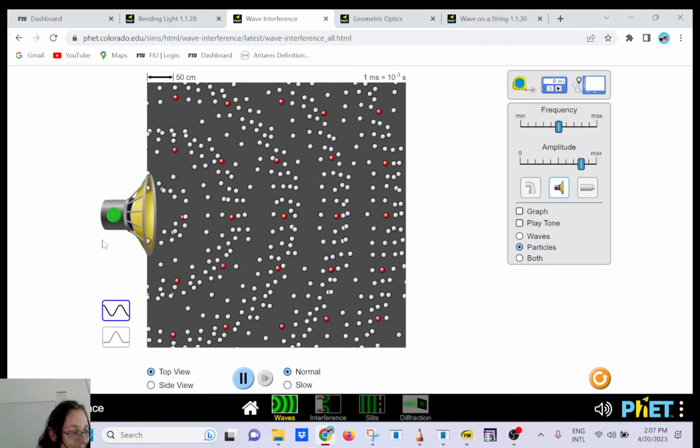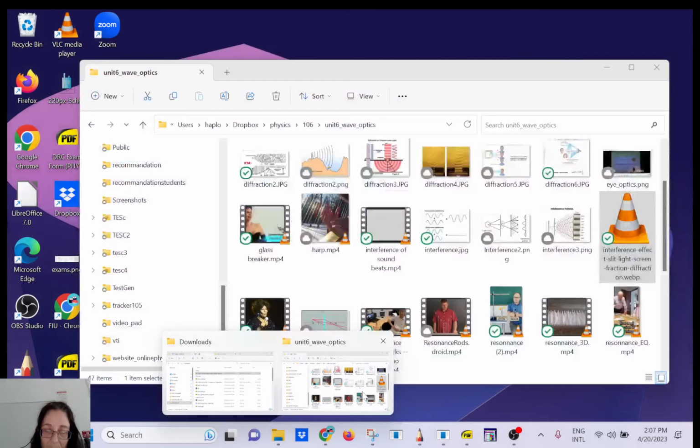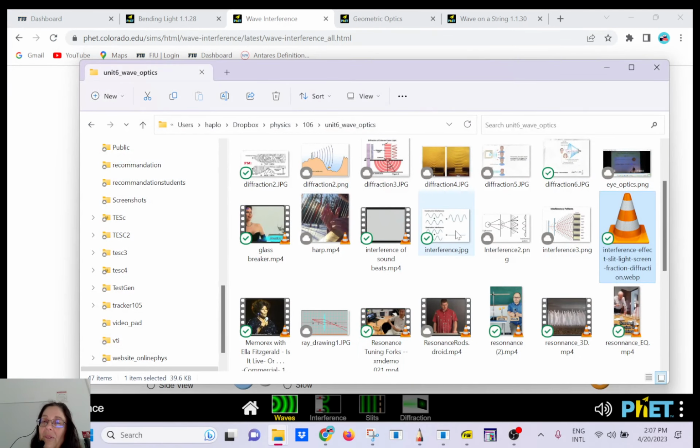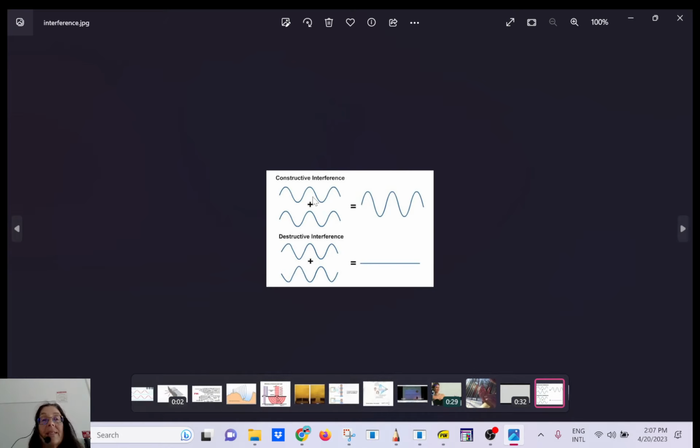So we talk about interference because a wave, again, is not like a building. It can be at the same place at the same time. When they meet each other, they're going to either reinforce each other, which is called constructive interference, or they can destroy each other. That's destructive interference, right?